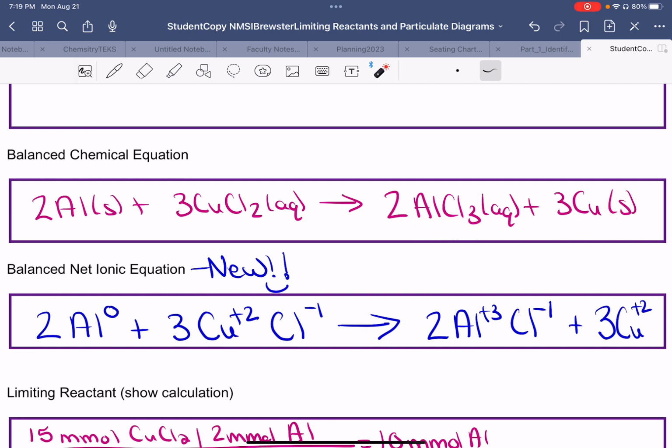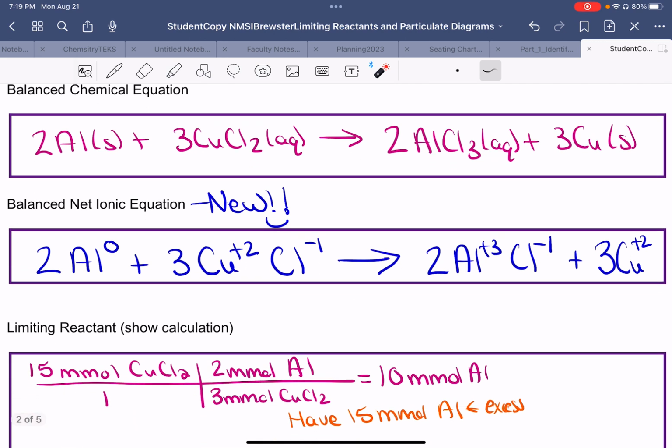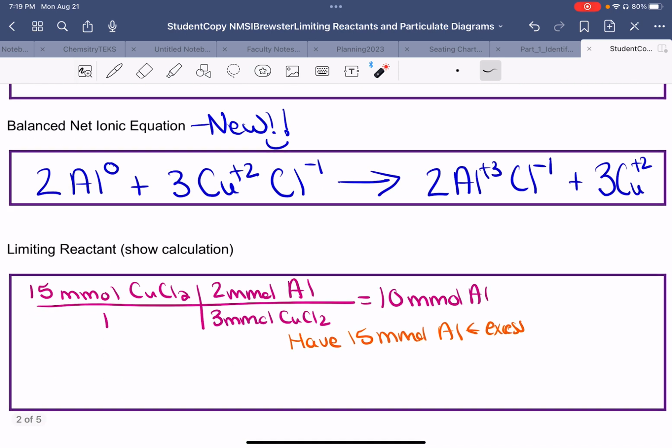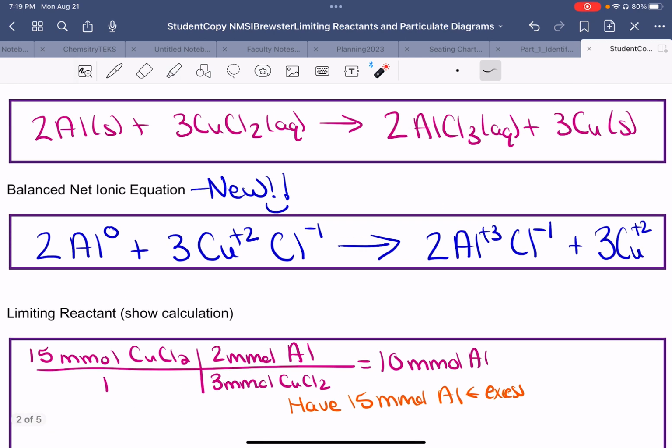I'm not going to spend much time on balancing it. I think you can handle it, no problem. The new one is what we call the balanced net equation. Completely new to you. All I did was take your balanced equation and now I've put the charge. Because remember, if I'm at a neutral state, if I'm back at my standard state, then it is 0. And I see that I have a mistake here. That is 0. So when I'm at ground state, my charge is 0.